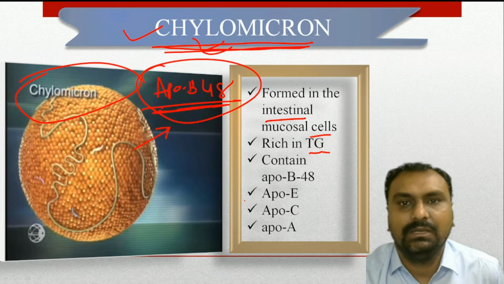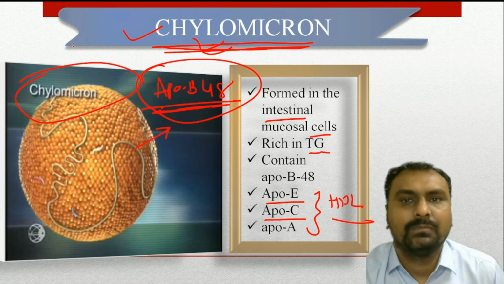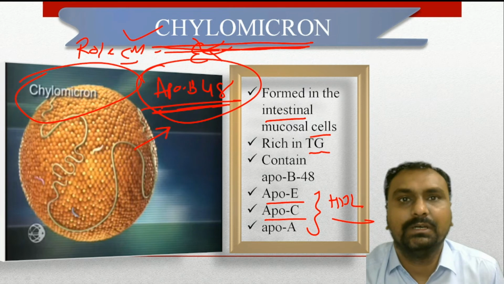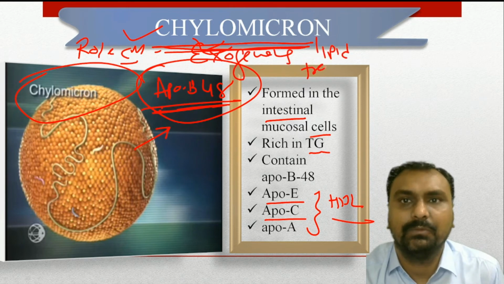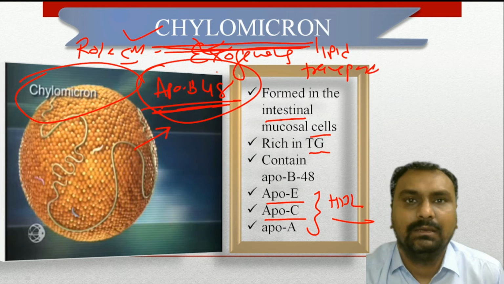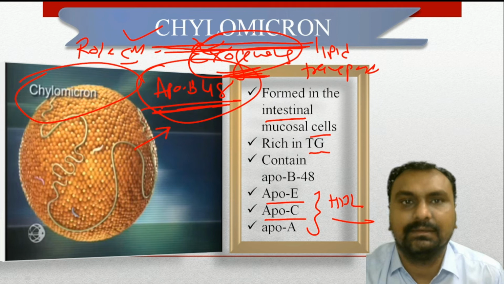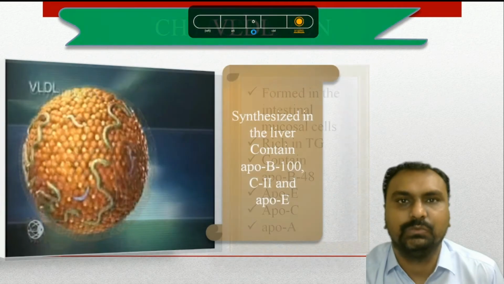During maturation, it will get Apo E and Apo C from the HDL. And the role of chylomicron is exogenous lipid transport. So it will help in transportation of dietary lipids from the intestine to the peripheral tissue.